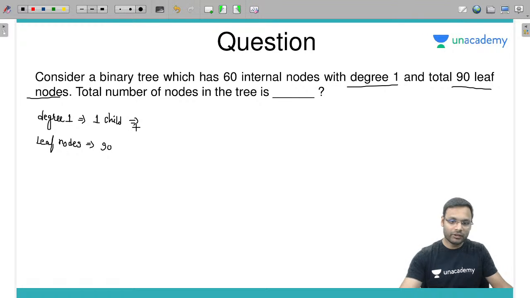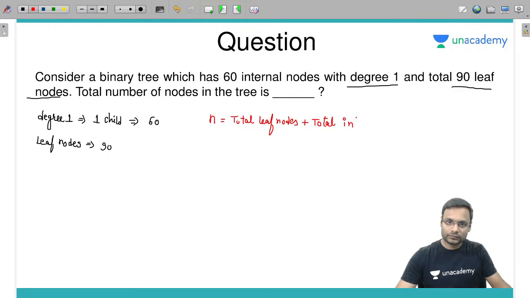How many nodes? Degree 1, 60. What is the asked question? Total number of nodes in the tree n is equal to total leaf nodes plus total internal nodes. Now leaf nodes are given directly. Leaf nodes given, yes, 90 plus how many total internal nodes we should have? How many total internal nodes we should have?